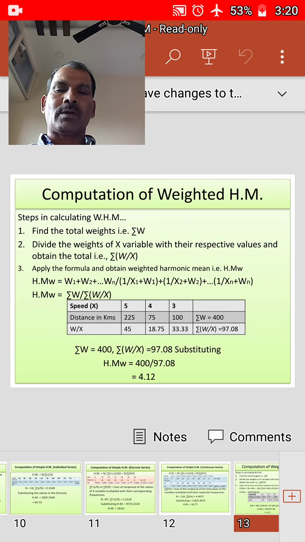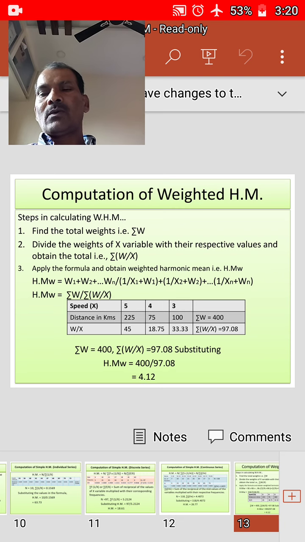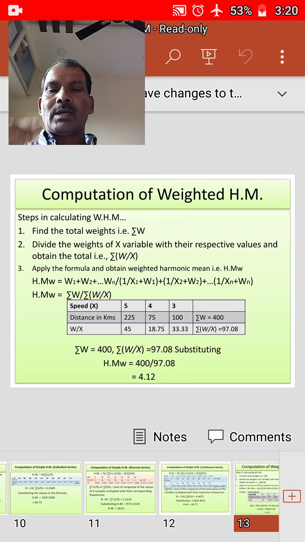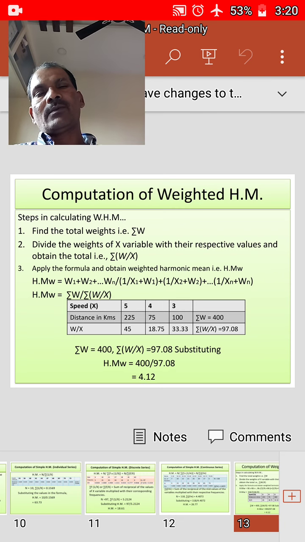5 kilometers per hour. Next 75 kilometers at an average speed of 4 kilometers per hour, and last 100 kilometers at an average speed of 3 kilometers per hour. Find out the average speed of the entire journey, he has asked. For this we will consider the solution.